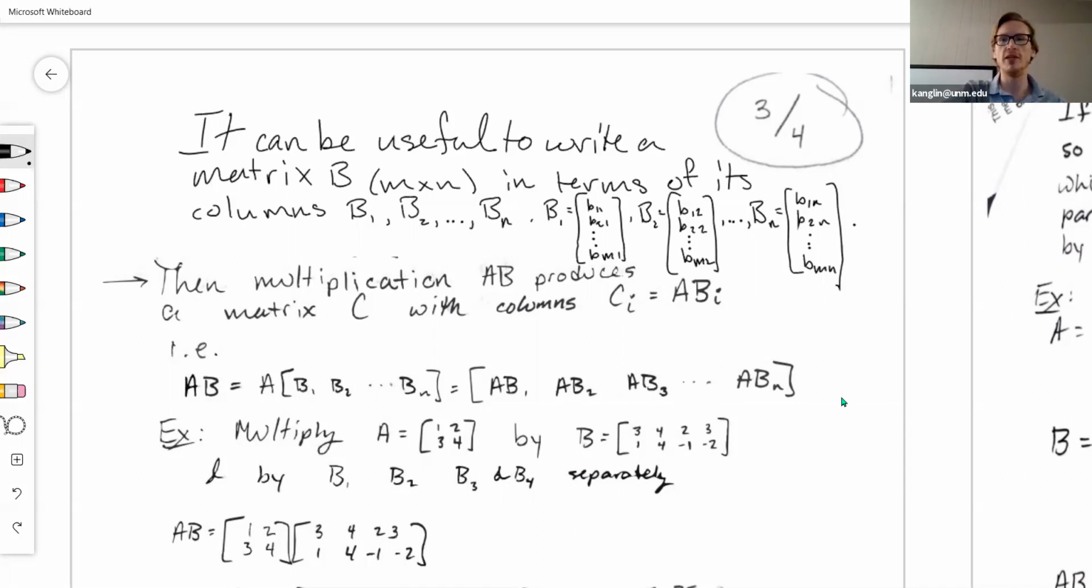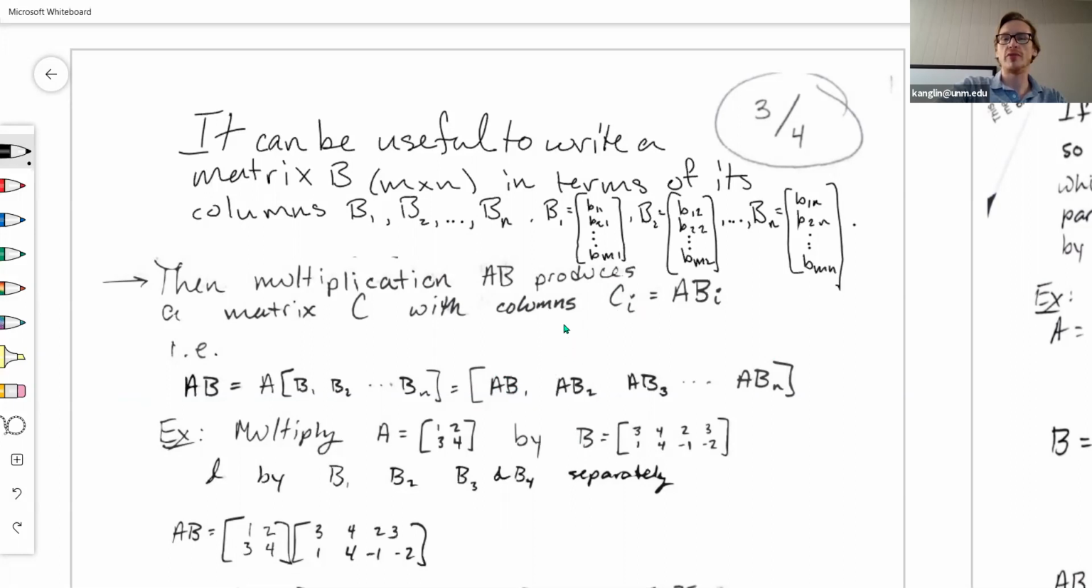Right, so here it is more visually, which I think is easier to see. AB is the same as A times this matrix, where we write its column names instead of the actual entries, B1, B2 through Bn. And then it's kind of like, I don't want to say distributing, but it looks like we're distributing, right? A multiplies on B1, A multiplies on B2, and we get this new matrix. The first column of the result is just A times the first column of B.